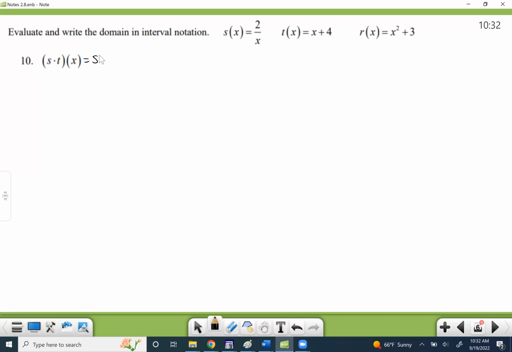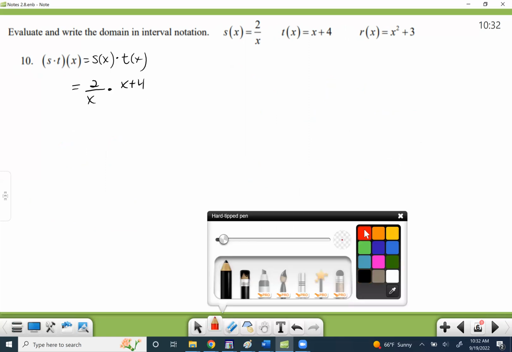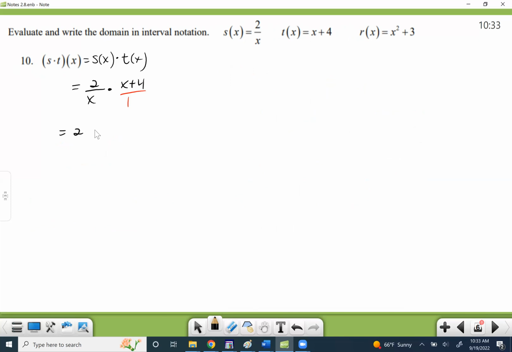So this is going to be s of x multiplying by t of x. So if we substitute s of x in, and then we substitute t of x in, we have to put a 1 underneath to multiply fractions, and we will multiply straight across. So we get 2 times x plus 4 over x times 1, so x. And you could distribute, you cannot distribute. I think both are perfectly fine, you guys, so I'll box that.